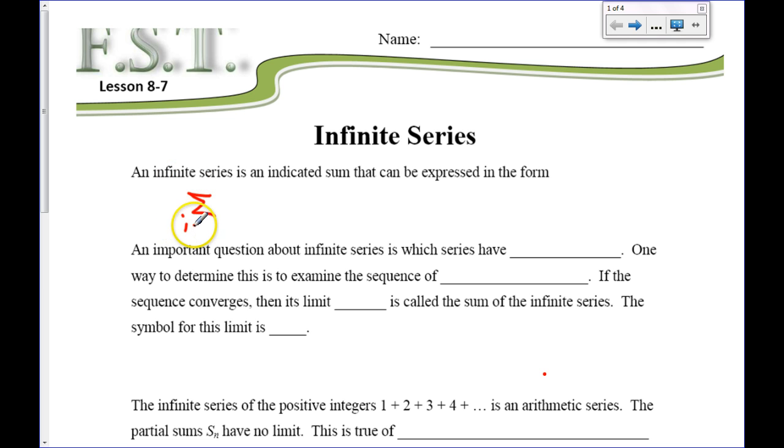Summation i starting at 1 to infinity of a sub i. So an example in algebraic terms, this would be a sub 1 plus a sub 2 plus a sub 3 plus dot, dot, dot. It never stops. Okay? An important question about infinite series is which series have finite sums?